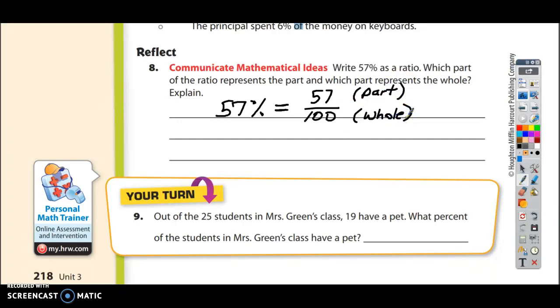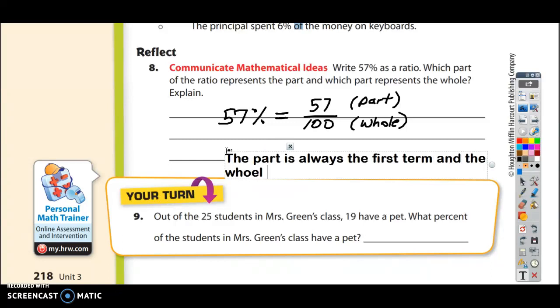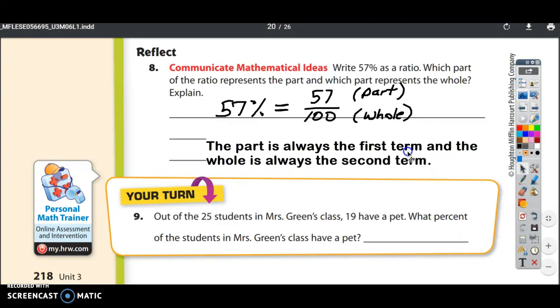And then it says explain. Well, the whole is always going to be the denominator, the second term. And the part's always going to be the numerator. So, I mean, really, I guess I'll type that in. The part is always the first term, and the whole is always the second term. When it comes to percents, the part will always be the percent, and the whole will always be 100.